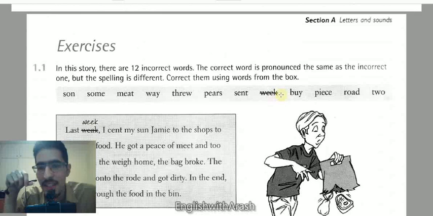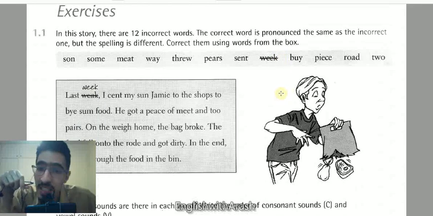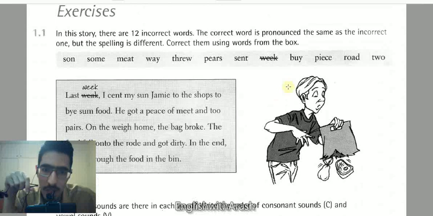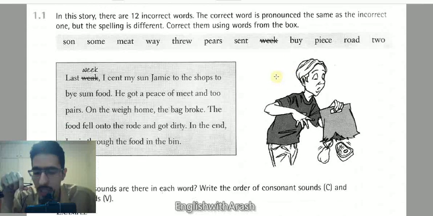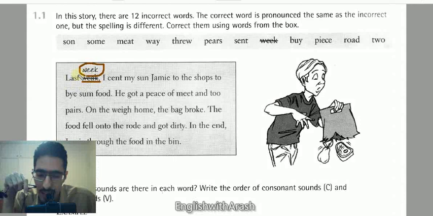This part, it says, in this story there are 12 incorrect words. The correct word is pronounced the same as the incorrect one, but the spelling is different. Correct them using the words from the box. So here we're going to correct them. Let's take a look. Last week, W-E-E-K. Last week. Okay?